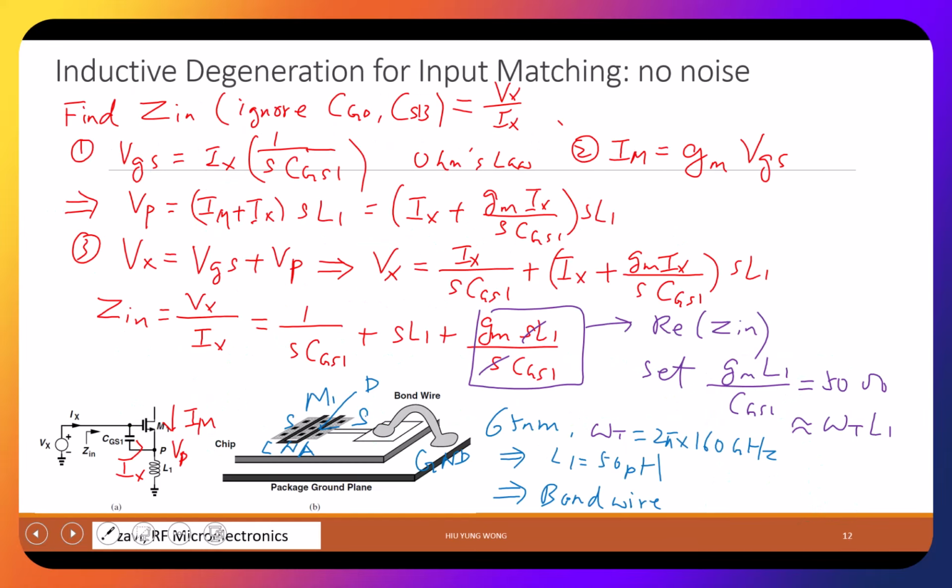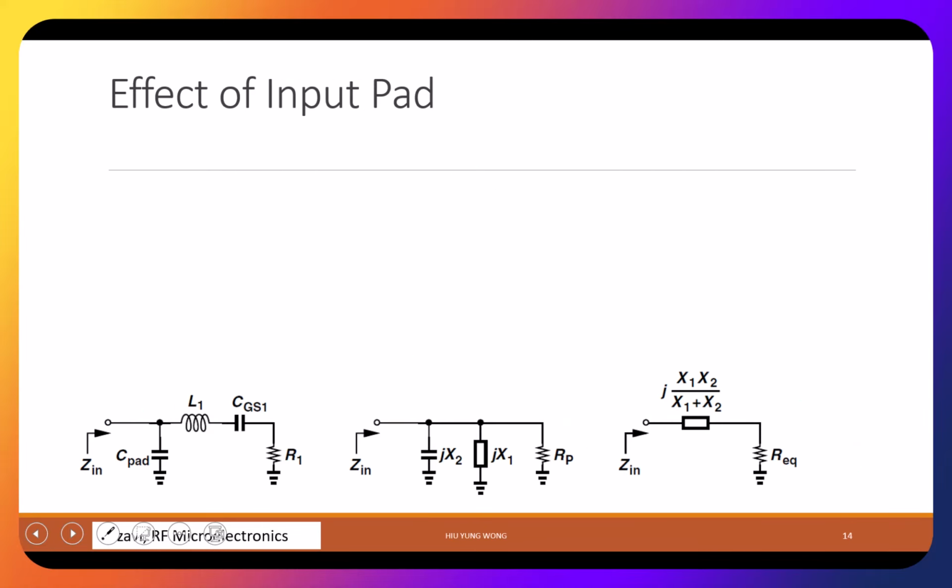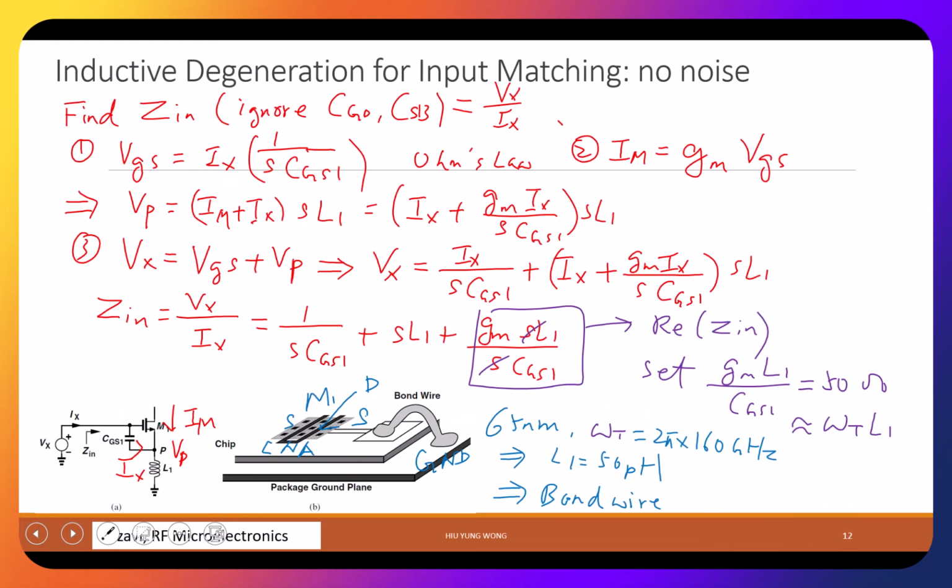I kind of skipped... oh no, sorry, I said it wrong. L1 is the degeneration. R1 is your resistance after you put the source degeneration, and L1 is an additional inductor to match the flip field. No. L1 is this one. Yeah.